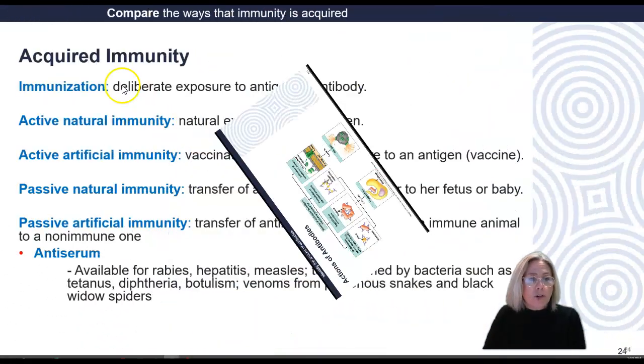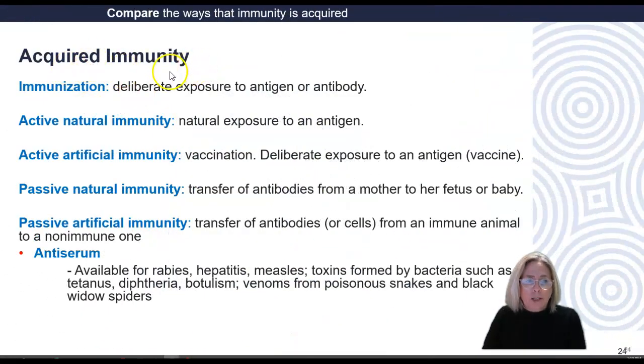The final thing we're going to look at now is how we acquire immunity. Immunization itself is the deliberate introduction into the body of an antigen or an antibody. There are two different ways we acquire immunity broadly. It's either active immunity or passive immunity. And there are two categories of active immunity and two for passive.